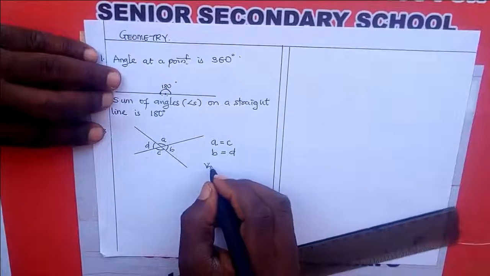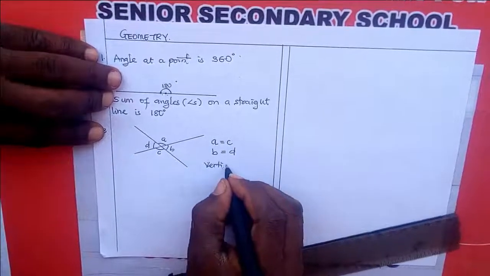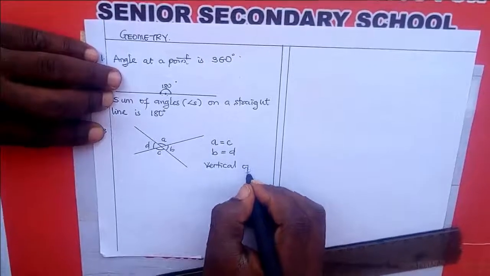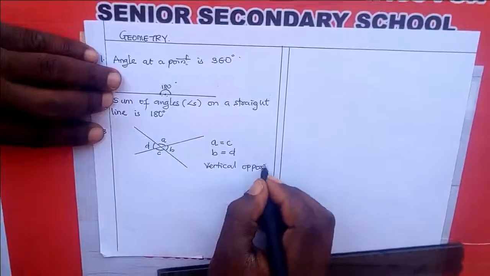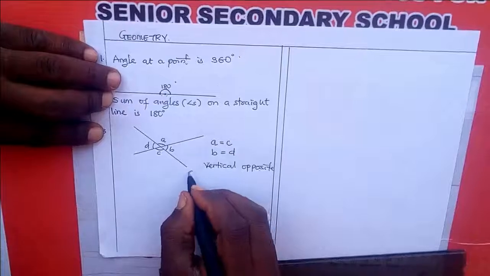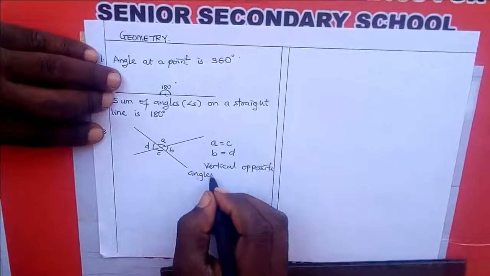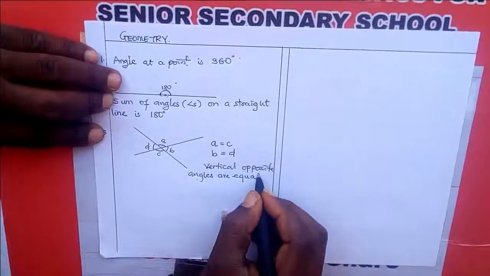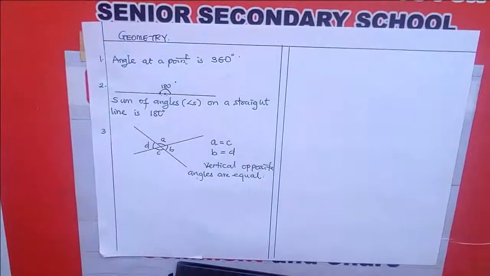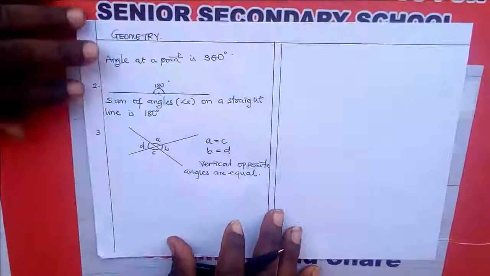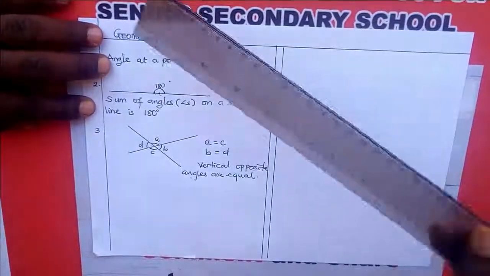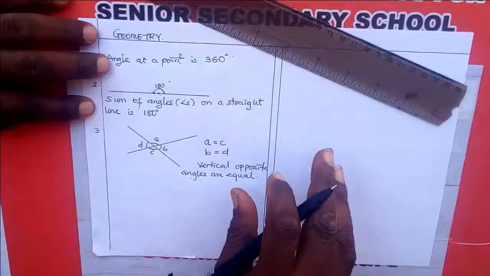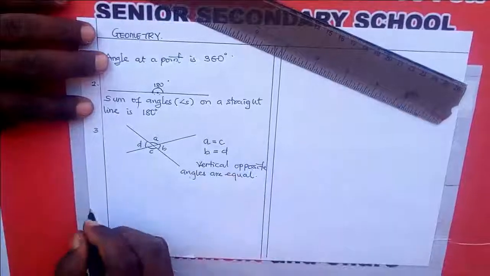Number 3, we have vertical opposite angles are equal. So when you are familiar with this, the next thing we are going to consider is when we have two parallel lines. Number 4.